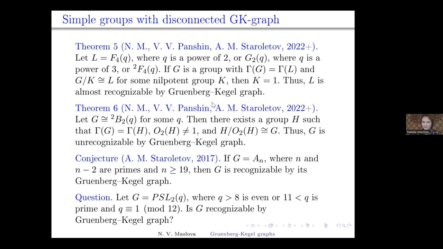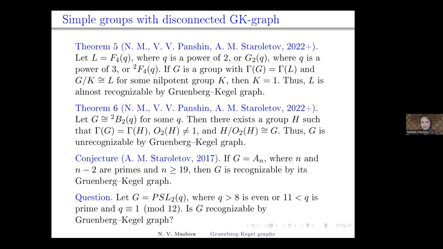And what about other finite simple groups with at least 3 connected components of the Gruenberg Kegel graphs? For alternating groups, there is a conjecture by Alexey Staroletov that for rather big degrees, these groups are recognizable by Gruenberg Kegel graph. Recall that these groups are quasi-recognizable by Gruenberg Kegel graph.